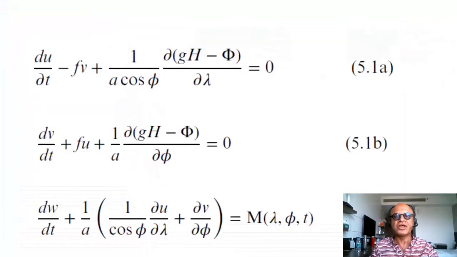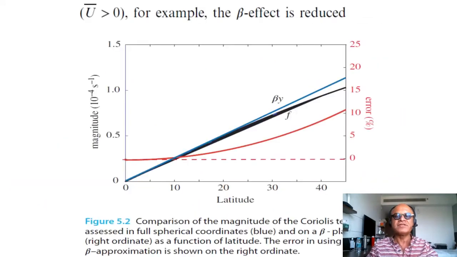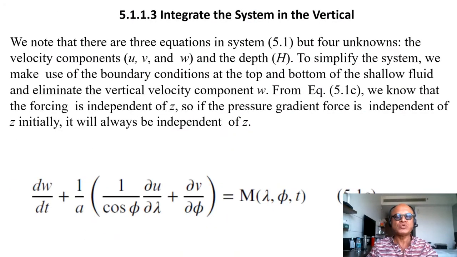The first thing we'll try to do is to notice something which you may have noticed already. We have three equations, but we have four unknowns. We have W, U, and V, and we have H, which is also a function of latitude, longitude, and time. So the first thing we'll do is jump to integrating this in the vertical.